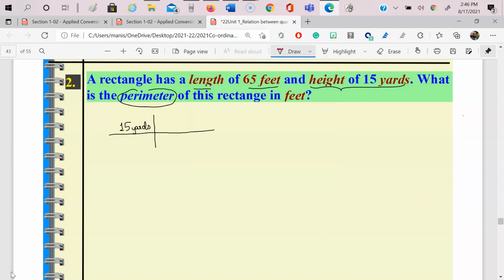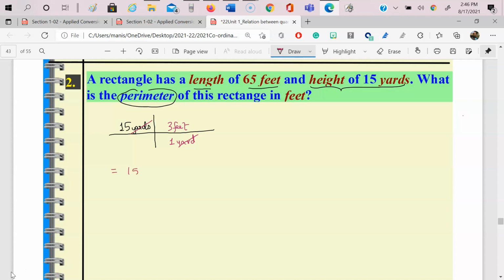In the conversion chart, there is a ratio that says 1 yard over 3 feet. Okay, I messed up over here. Let me rewrite it properly: 3 feet over 1 yard. Because you remember, I have to set up the proportion in such a way that this yard should be cancelled with this one over here.